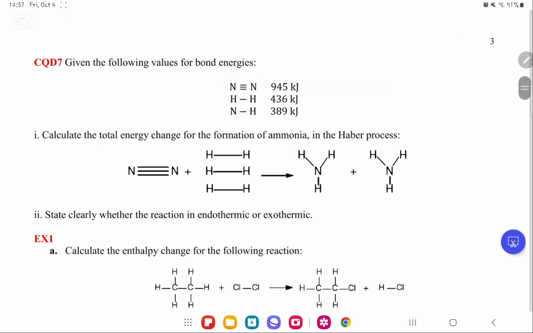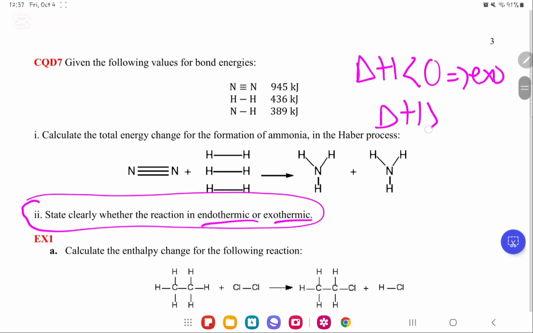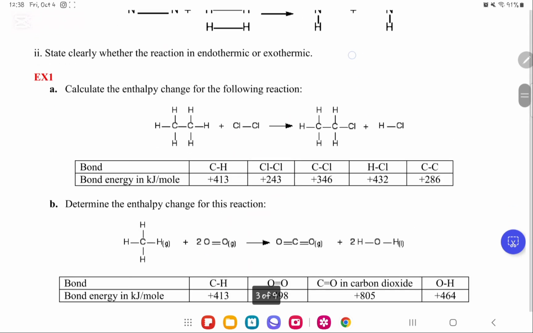Now this was part I. Part II. State clearly whether the reaction is endothermic or exothermic. We said if delta H is less than 0, it is exothermic. However, if delta H is greater than 0, it is endothermic. So consequently, we can say our delta H, or the bond energy that we found, was negative 81. Negative 81 is less than 0, so delta H is less than 0. So consequently, it is exothermic. That was CQD number 7.